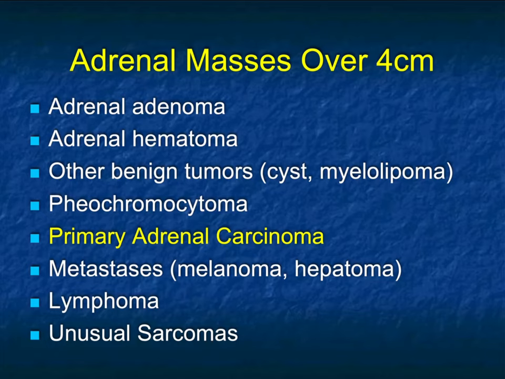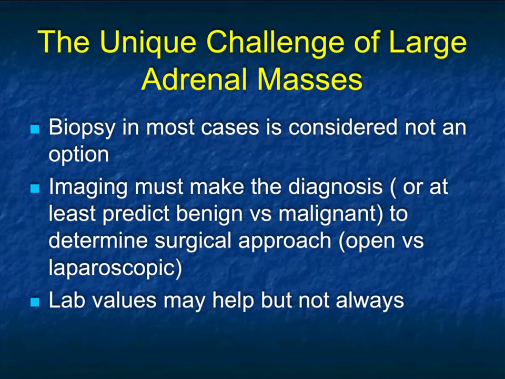Obviously, you can have cysts, you can have pheos, you can have adenomas in patients with malignancies, but invariably, there's a high chance you're going to have something that's going to be metastatic. Now, the unique challenge of large masses is you don't want to do biopsies. I'm going to speak about that in a moment.